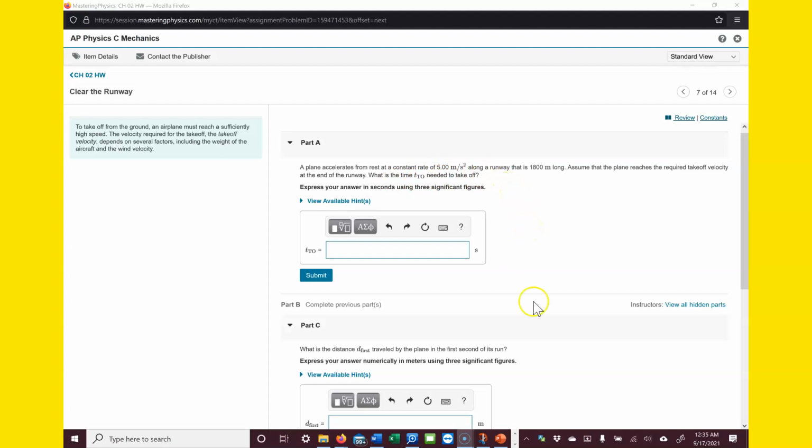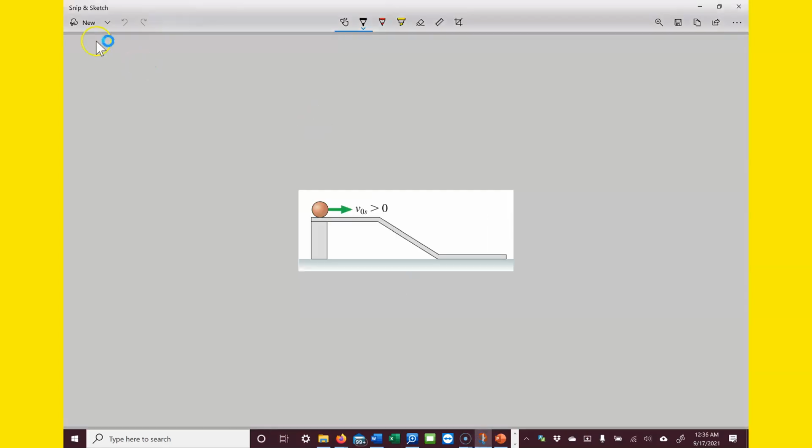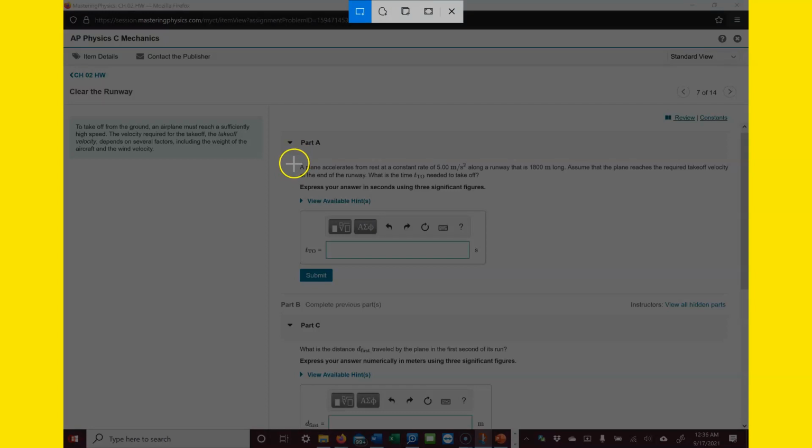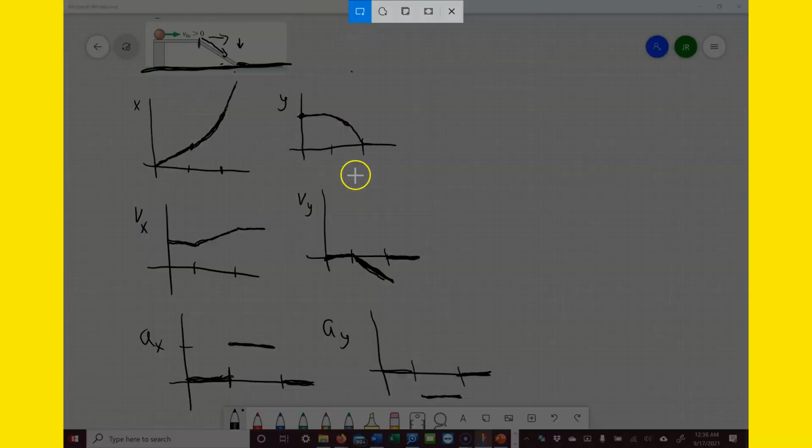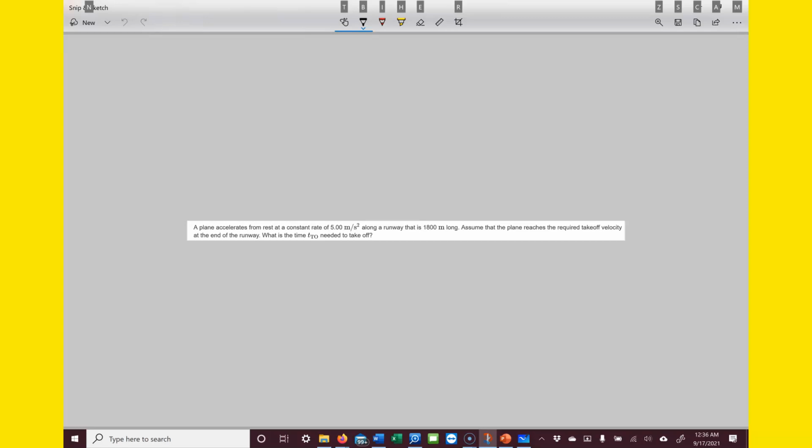I'm going to need to get some room to work for that. Okay, so let's think about what we know. We know a is +5, and we're trying to find t. It says assume that the plane reaches the required takeoff velocity at the end of the runway, and the runway is 1,800 meters long, so the final position is 1,800 meters. That's something we know as well.